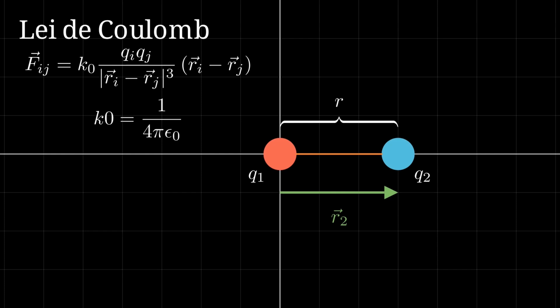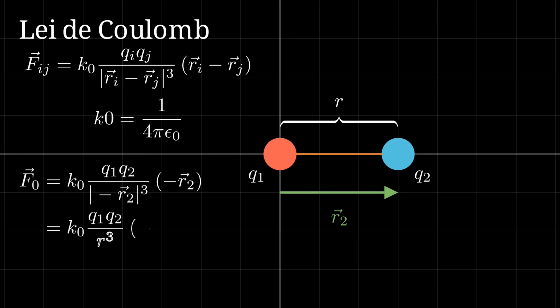Fix one of the particles at the origin. We put q1 at the origin, so r_1 is 0 and r_2 is equal to r. Thus, in the numerator we have the vector r. Meanwhile, in the denominator we take the module of r, which is r, and then raise it to the third power. But the vector r has length r and points in the direction between the two charges, in this case in the x direction.